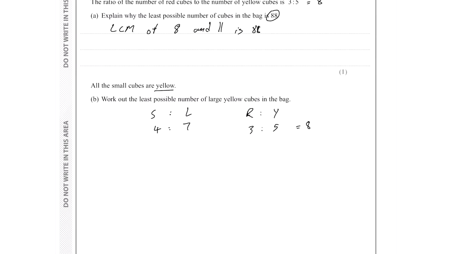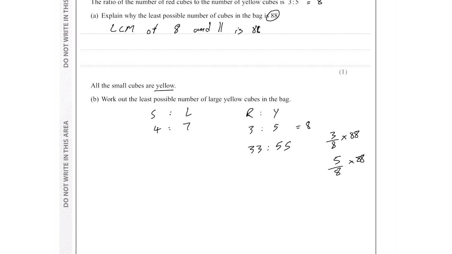So in order for that to be 88, that means there must be 33 of these and 55 of these, because that gives us the 88. And if you're not sure how to work that out, you can just do 3 over 8 times 88, and then 5 over 8 times 88, and that will give you those two numbers. So now we know how many yellow cubes there are. We know there's 55 yellow cubes.